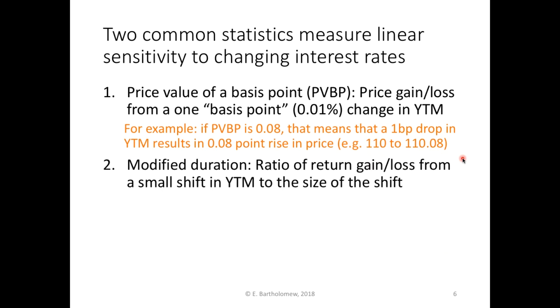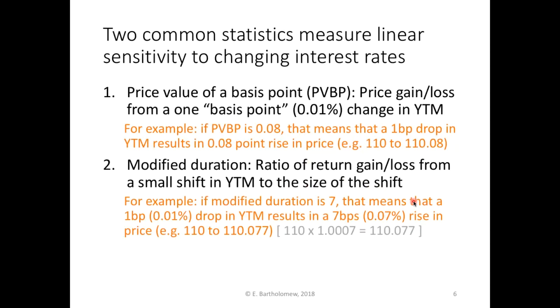Now, the second common measure of linear price sensitivity is called modified duration. And this is defined as the ratio of the return gain or loss, so not the price gain or loss, the return gain or loss from a small shift in YTM to the size of that shift. So it's the ratio of these two. For example, if the modified duration is 7, that means that a 1 basis point drop in yield to maturity results in a 7 basis point rise in price.